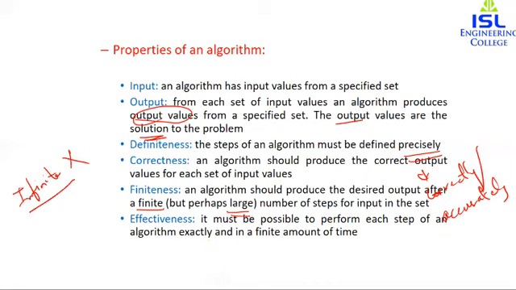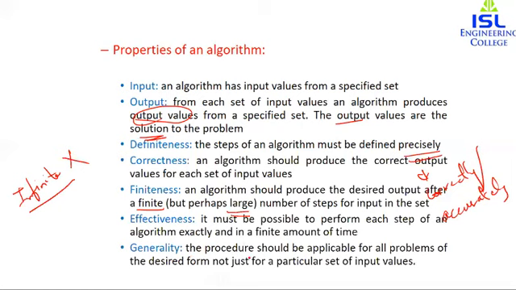And the last thing is generality. The procedure should be applicable for all problems of the desired form. So whenever you are writing an algorithm, it should be applicable for all values of the set, not just for a particular set of input values. Now, after this, we will see a few algorithms that you have already studied in your earlier subject, C programming. So we will see the same algorithms and we will see an example with each of them.